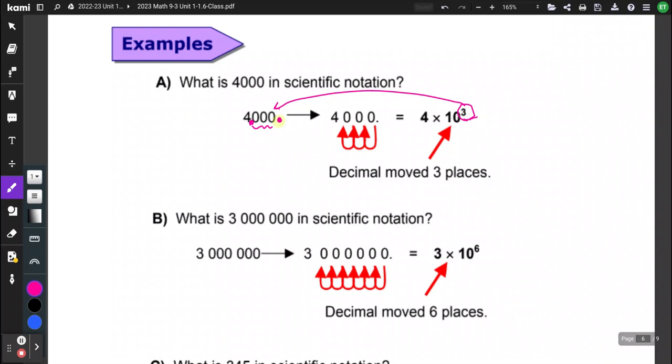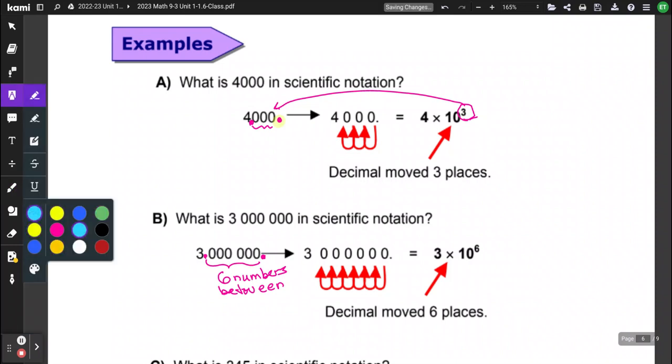So B says I've got the number 3 million. Well, if I've got the number 3 million, I've got my hiding decimal point there. Where it should go is right here, because I can't start with a 0 and I can't have 2 numbers. So now I count how many numbers are in between it. And I see I've got 6 numbers between. And what did we notice those 6 numbers between became? Those became our baby exponents. So 6 numbers between became the 6 on top.